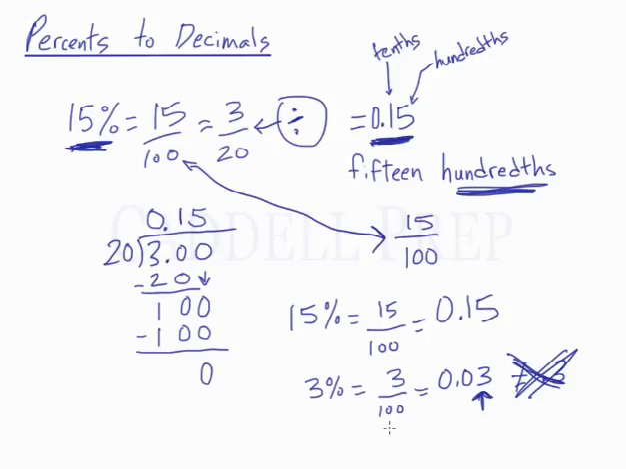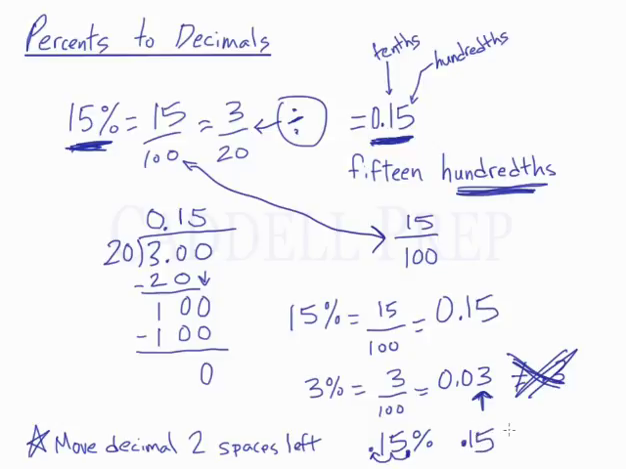So a quick way to change from percents to decimals is just to move the decimal 2 spaces to the left. So 15%, there's no decimal written here because 15 is a whole number, which means the decimal is right here. Just move it 1, 2 places to here, and we end up with 0.15.